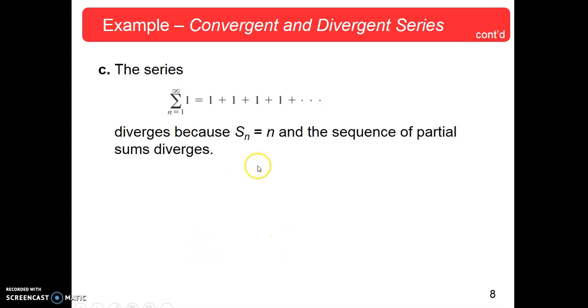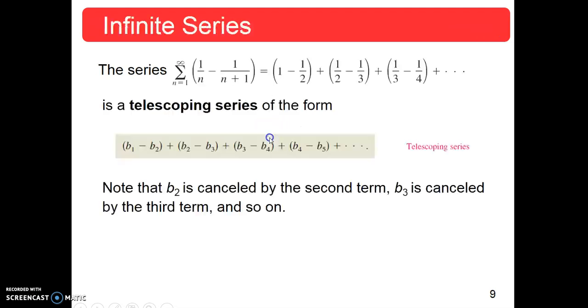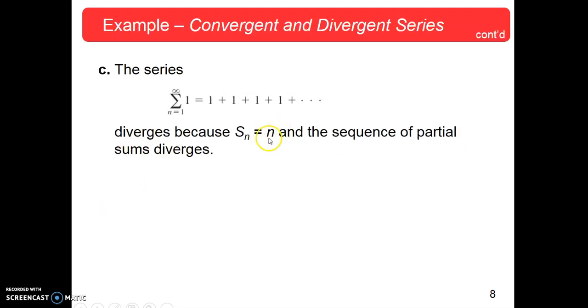Here's an example. This is a simple one where we're just summing 1 a bunch of times. The nth partial sum would just be n. For example, if you take 1 two times, you would get 2. If you take 1 three times, you would get 3. If we take the limit of n as n goes to infinity, that diverges. I think it makes sense that this series would diverge. You just keep adding 1 over and over and over again, and the number is going to get bigger and bigger and bigger.